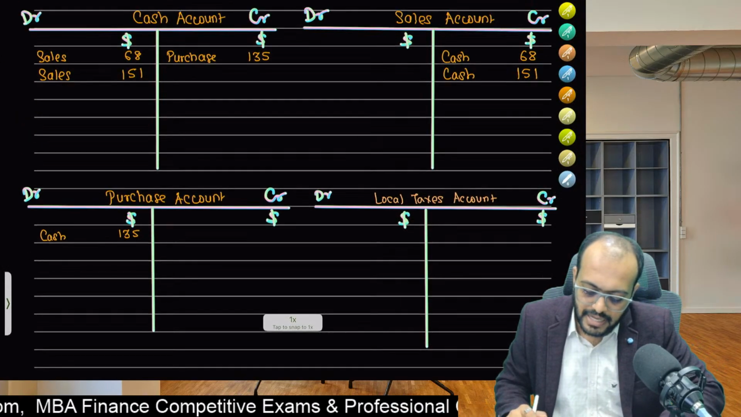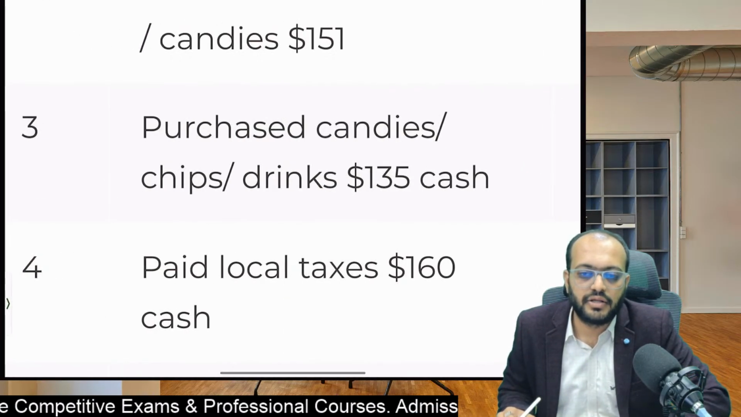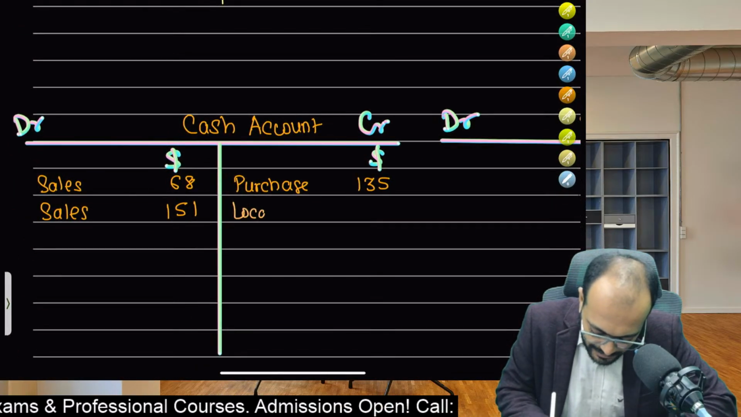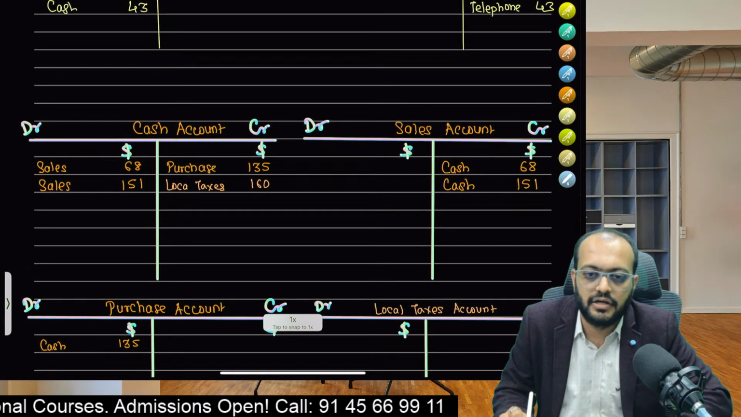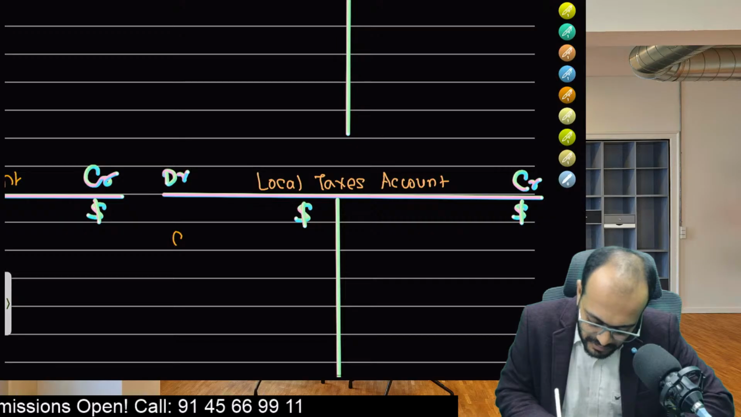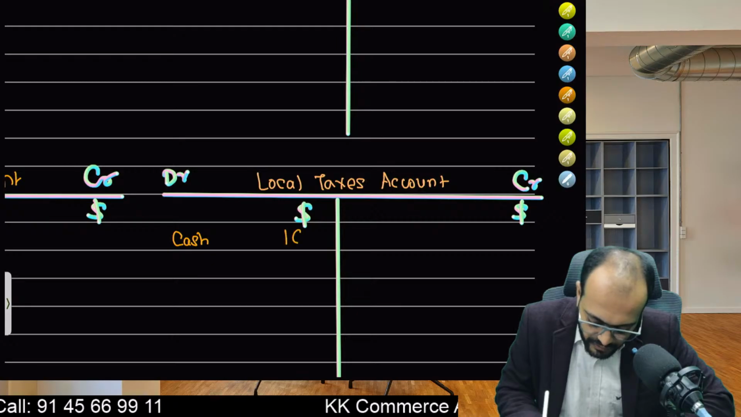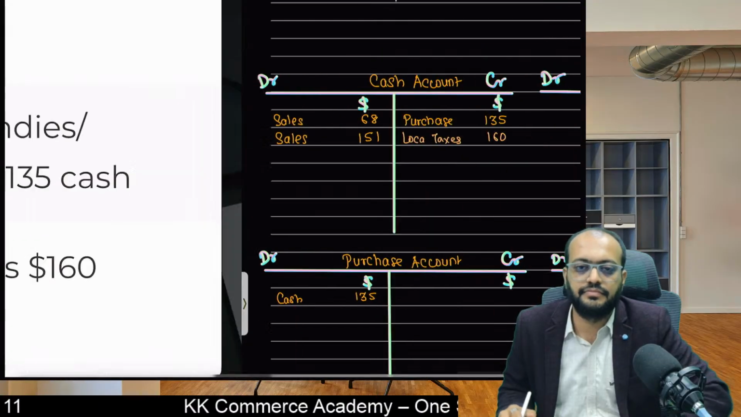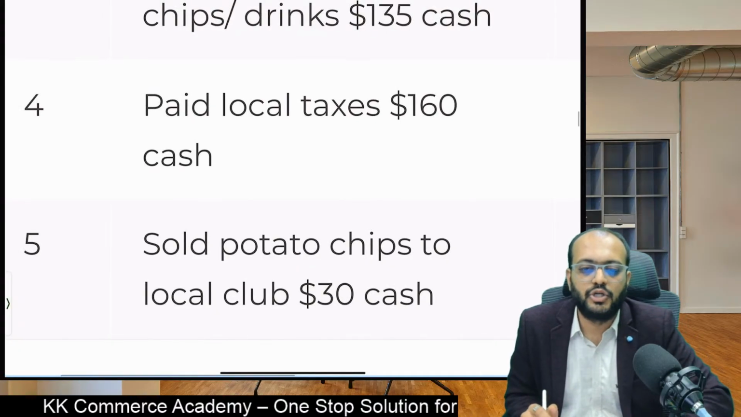Okay, so students, as I told you, we are paying the local taxes, that means cash goes out, so cash should be credited. The amount is 160. So in credit side of cash, local tax, it is 160, and local taxes should be debited since these are expense. Cash account, cash $160, right? Yes, 160.